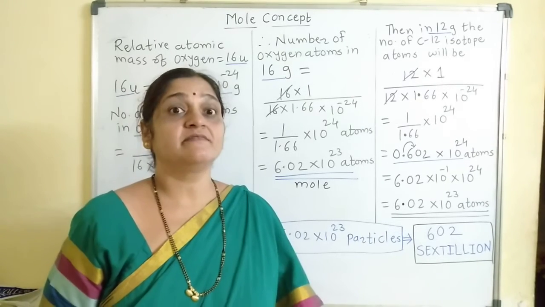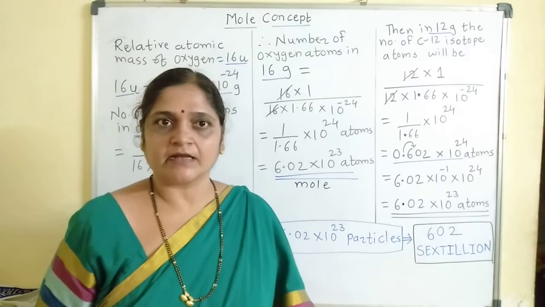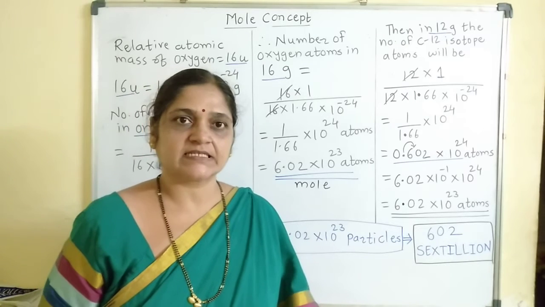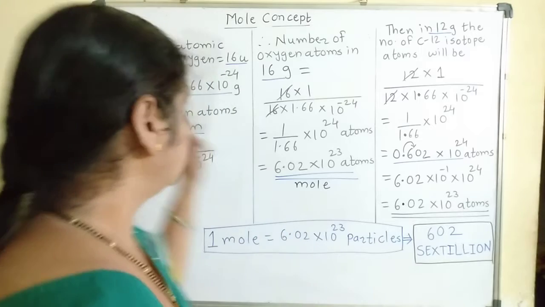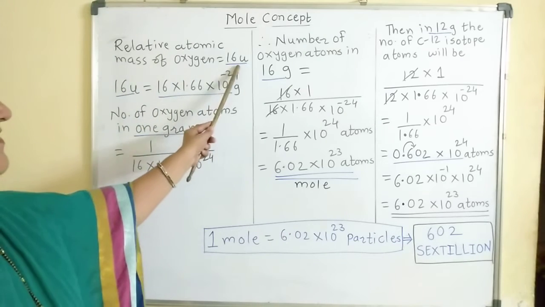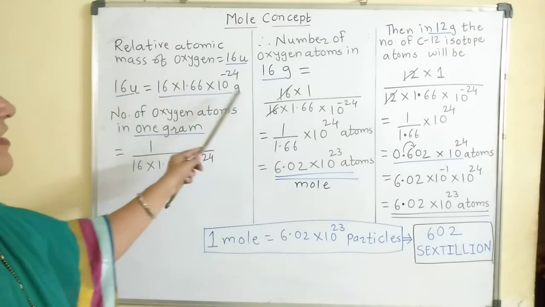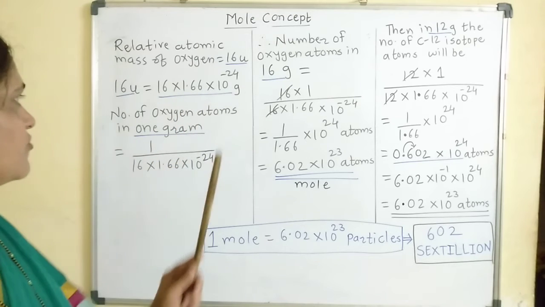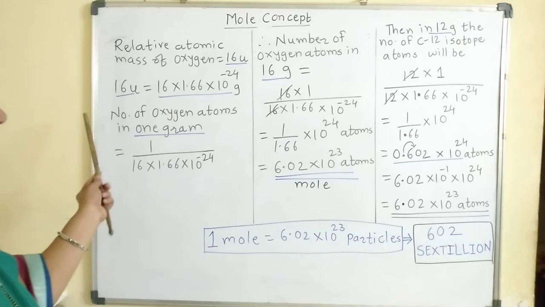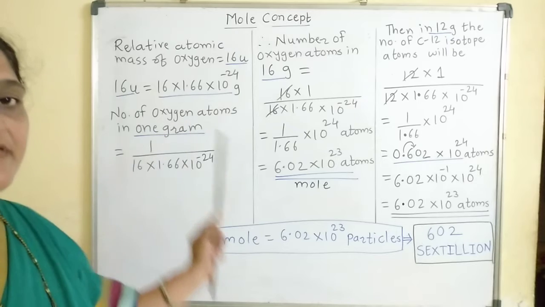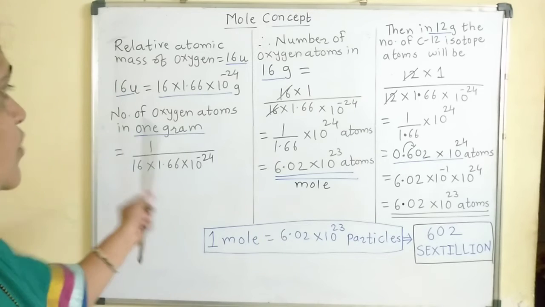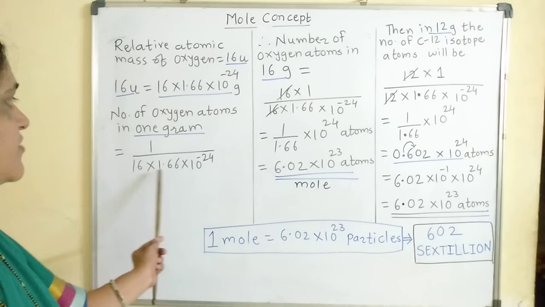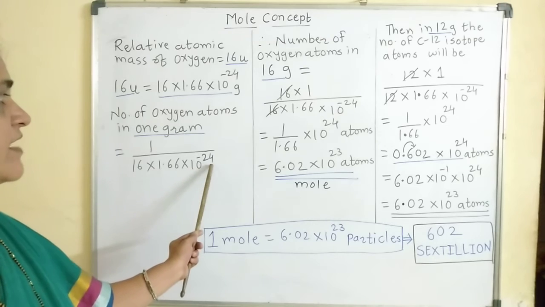Now students, we will see about the oxygen atom. You all know that the relative atomic mass of oxygen is 16 u. If you want to convert it into gram, then 16 multiplied by 1.66 into 10 raised to minus 24 gram. Now, if I want to know how many oxygen atoms are there in 1 gram, then 1 upon 16 into 1.66 into 10 raised to minus 24.